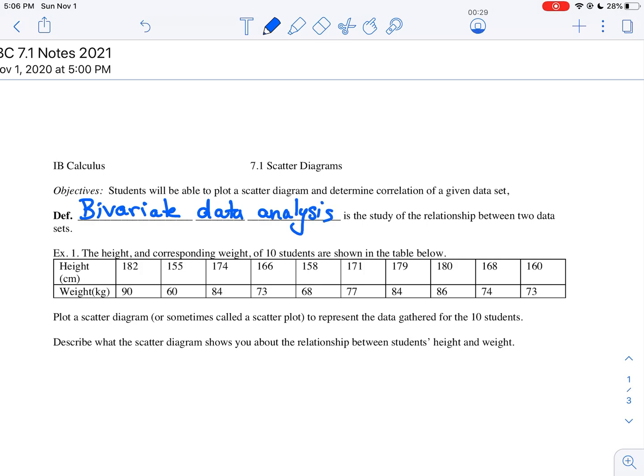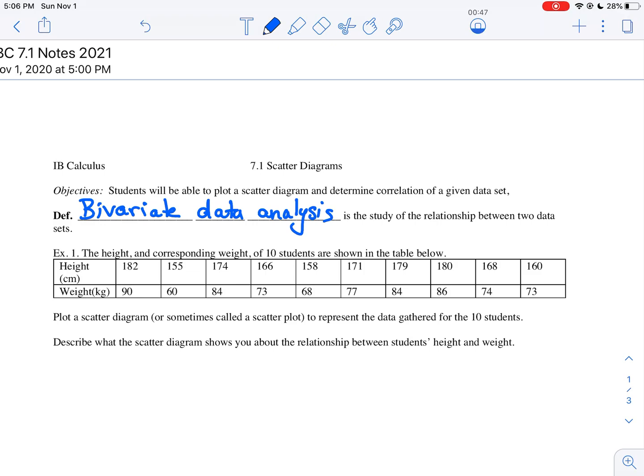Bivariate data analysis is the study of the relationship between two data sets. Bivariate data analysis is the study of the relationship between two data sets. So let's take a look.